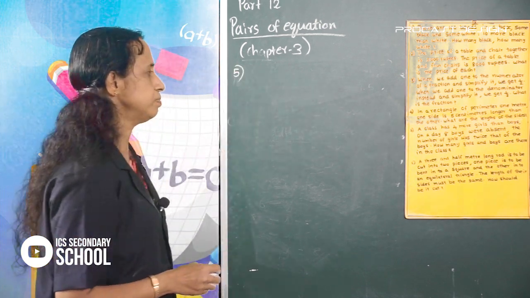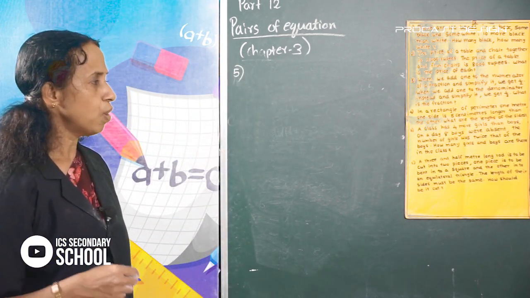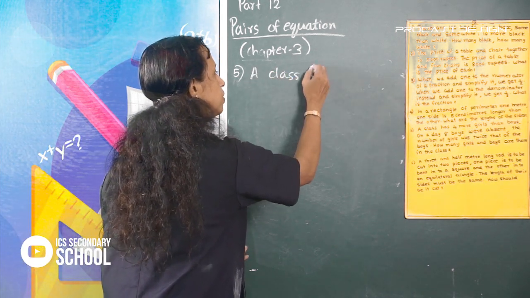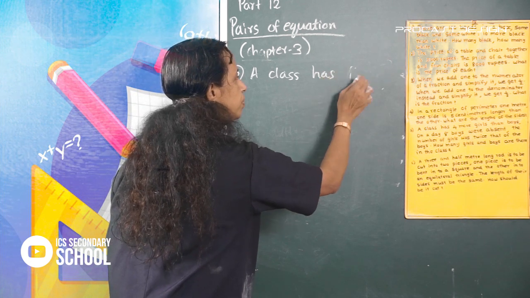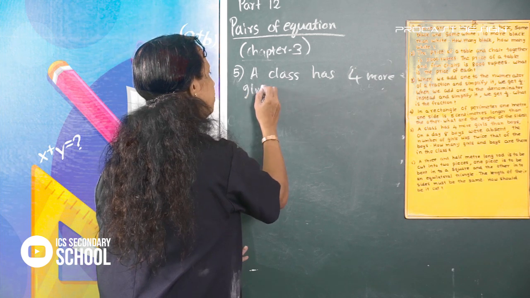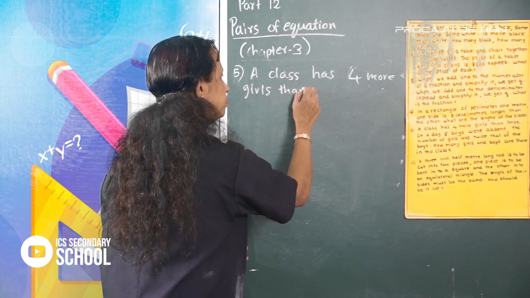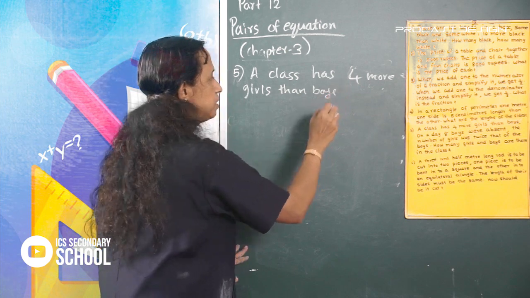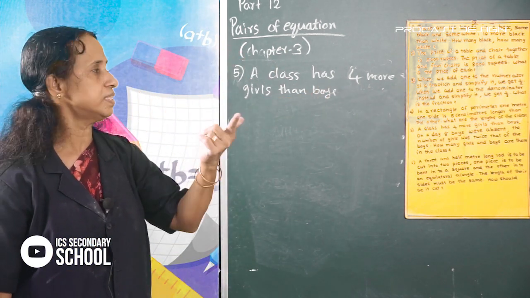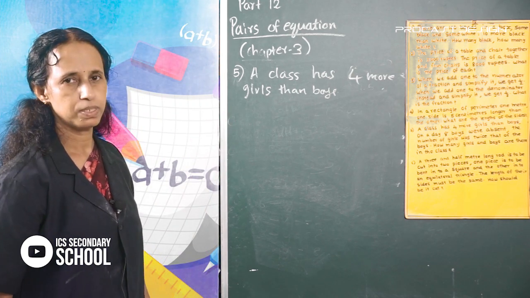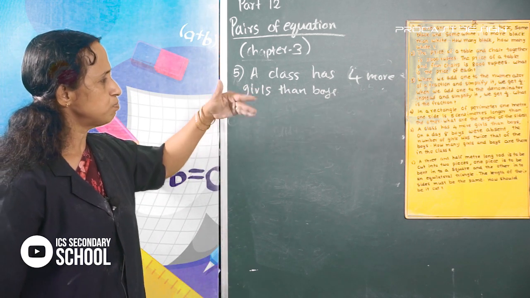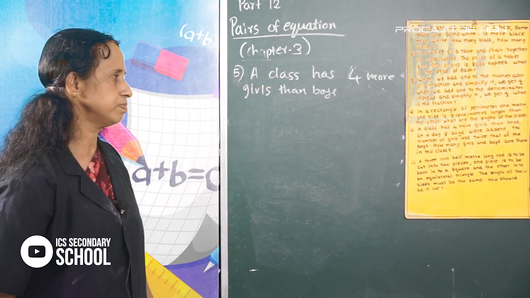Fifth question. A class has 4 more girls than boys. You read this sentence. A class has 4 more girls than boys. Number of boys and number of girls not given.